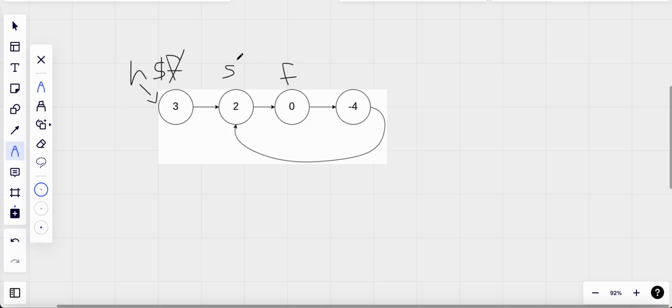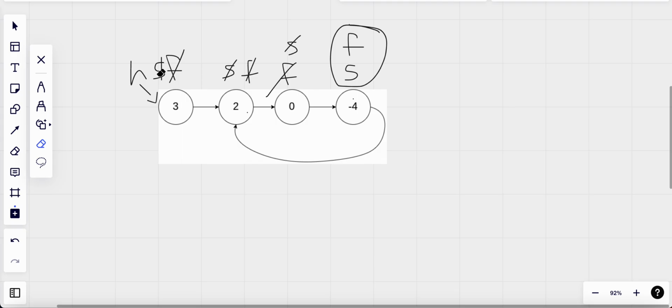So we reached here. In the next step, slow moves 1 step. We have not yet met, and fast moves 2 steps. So that would mean they are here. In the next step, slow moves and reaches here, and the fast moves and reaches here. So at that point, both of them are at the same node, right? So that would mean that there is a cycle, and now we have to find where the cycle starts.